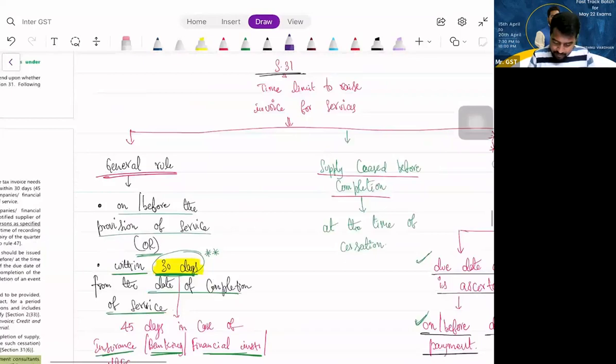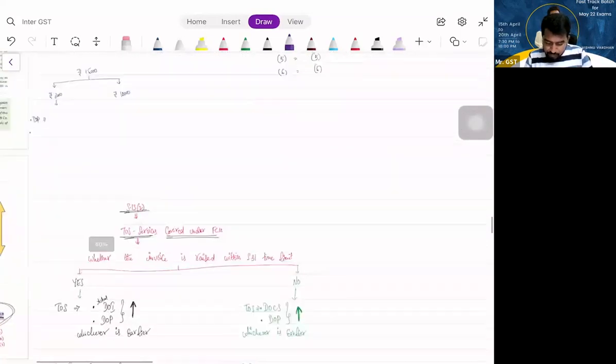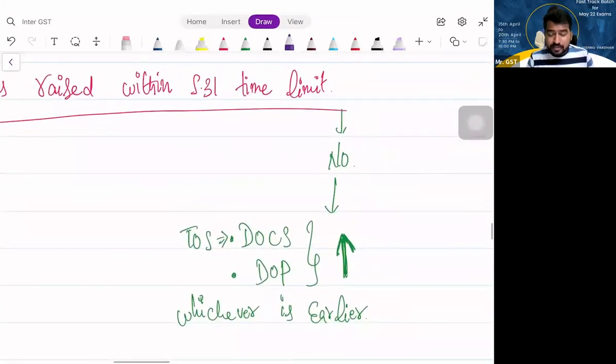The 30 days are not from the invoice date. It is the date of provision of actual service, or date of completion of service, or date of payment. That is the provision. Are you able to understand? The law is date of completion of service or date of payment, whichever is earlier.